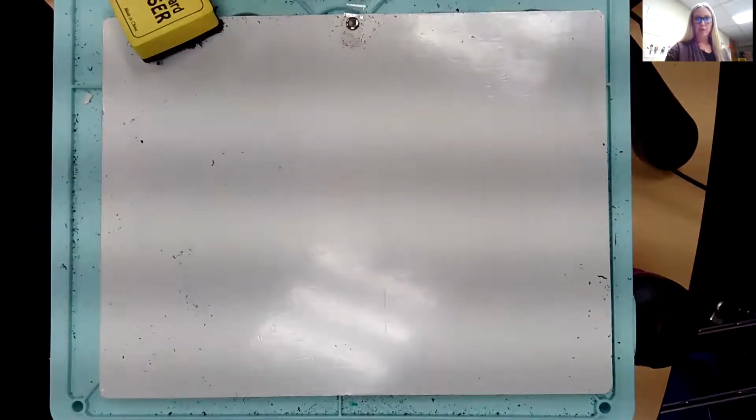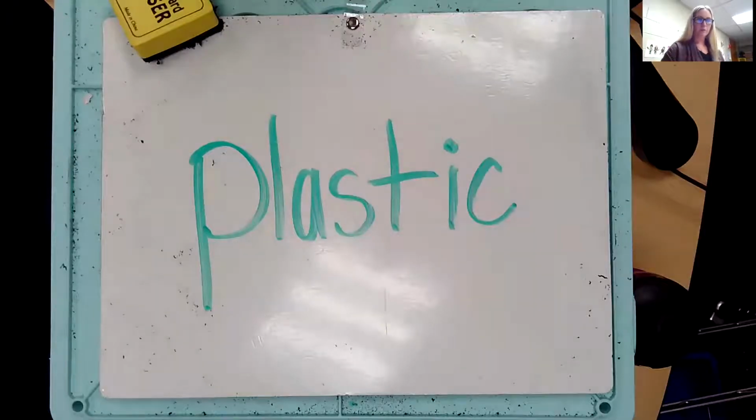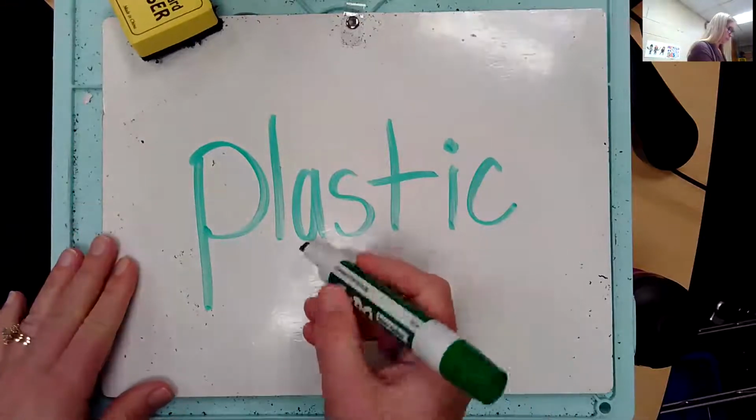Miss Bernstein can't remember the other word. You got to jump back here to our presentation to remember the other word. Oh, that's right. All right, let's go ahead and write this word on our board. All right, here we go. Pause the video, break the code, come on back and see how you did.